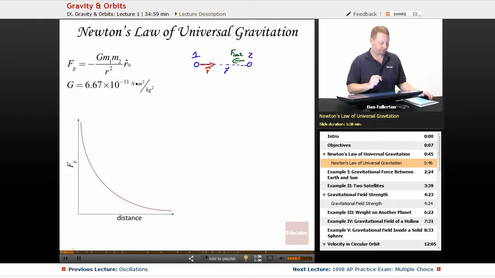Now, that fudge factor, capital G, the universal gravitational constant, is equal to 6.67 times 10 to the minus 11 Newton meters squared per kilogram squared. And if we wanted to make a plot of the gravitational force between two objects as a function of the distance between their centers, we would have this inverse square law. Another place where as the distance increases between objects, we see the force go down as the square of the distance.